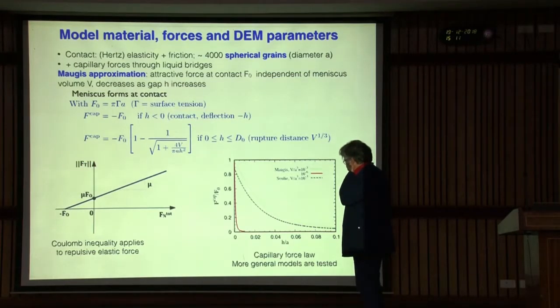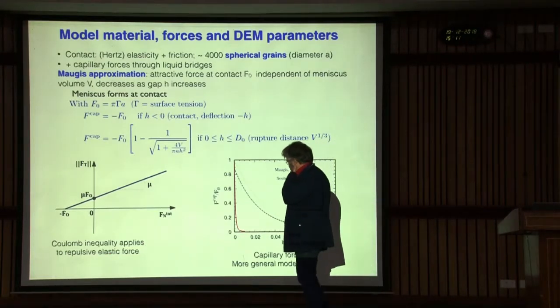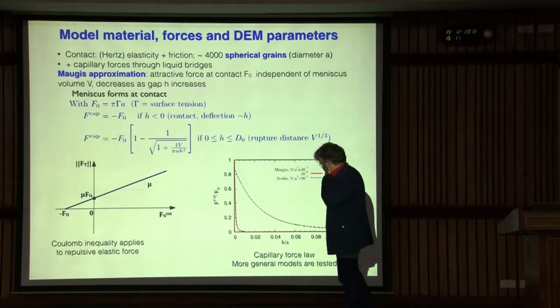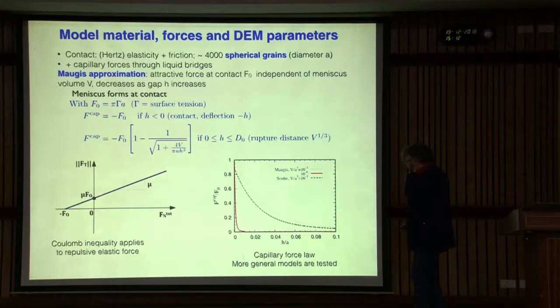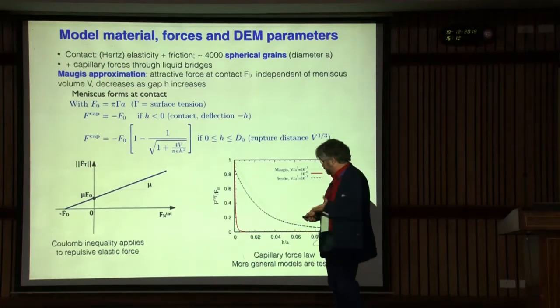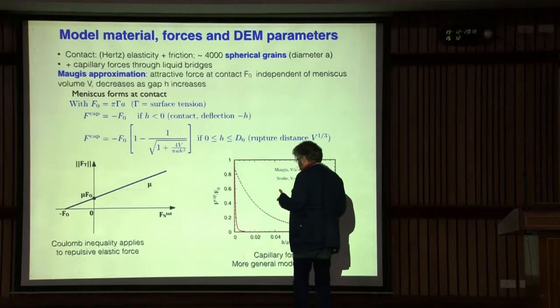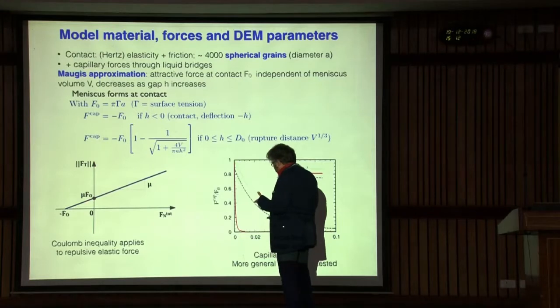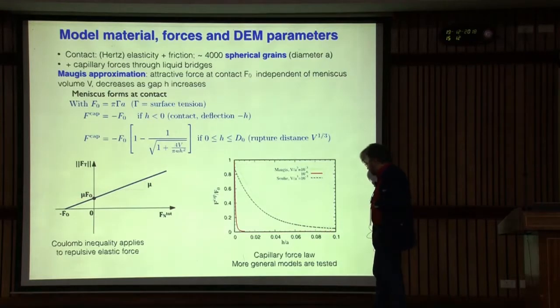One interesting consequence of cohesive forces in the contacts, by which it affects the microstructure very much, is the enhancement of frictional effects, because the Coulomb inequality does not apply to the total normal force, it only applies to the repulsive part of the normal force. So in a contacting pair where the total normal force is zero, the contact is still able to transmit a tangential force, mu F0, mu being the intergranular coefficient of friction.